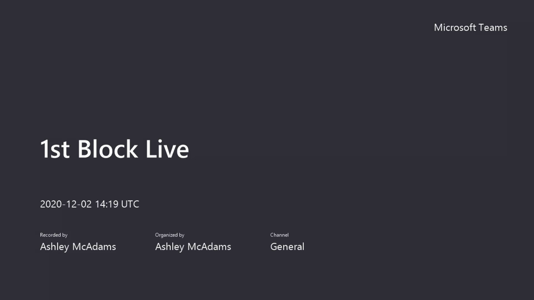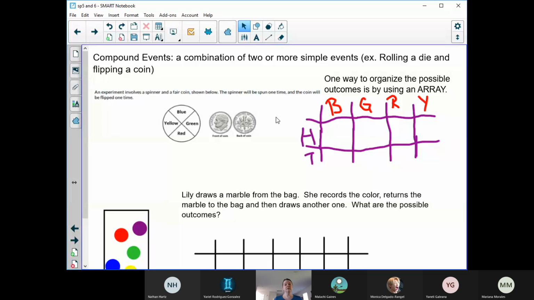We can use that to help us organize information and outcomes. So let me go ahead and start just by sharing. Up until now, we have been talking about probability with simple events, which is one event like rolling a die or flipping a coin. That is a simple event. We're going to be moving into compound events now, which is a combination of two or more simple events.